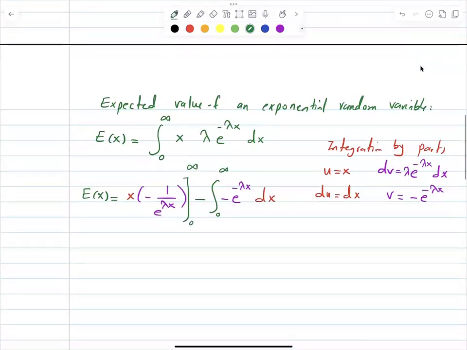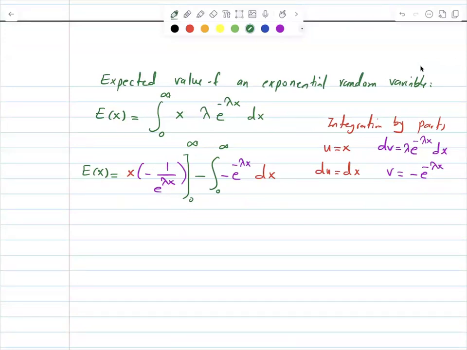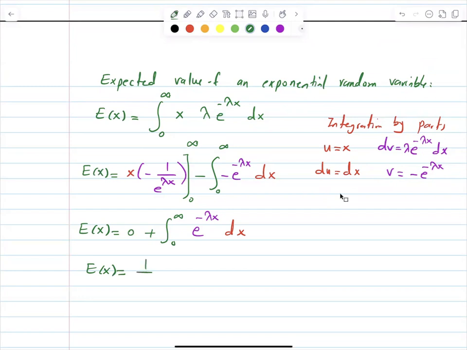So of course, if you plug in infinity, this goes to 0, and if it's 0, you get your 0 back. So here E of x so far is equal to 0 minus 0, which is basically 0, minus the integral, or here you have plus the integral 0 to infinity of e to the power negative lambda x dx that we calculated before. This is very similar to what we did before, so nothing new. E of x is equal to 1 divided by lambda. So this is just the expected value of an exponential random variable.